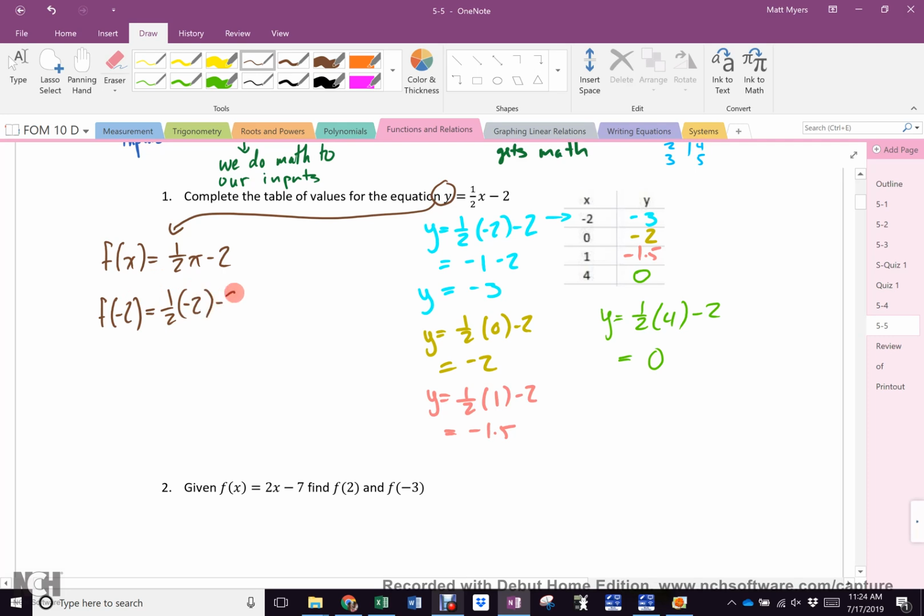-2 minus 2, and I get an answer of -3. So f of -2 equals -3. On our graphs, that is the x value, because it says so right there, x is -2, and that is the y value. But otherwise, nothing changes. The only thing that changes is the way we write it down.